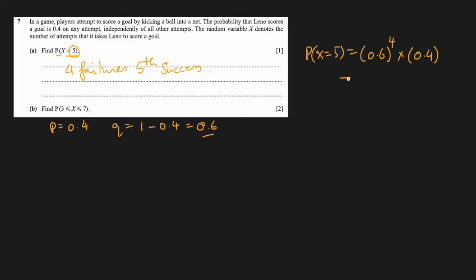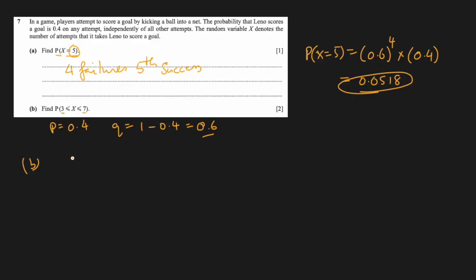This will be his probability, which comes out to be 0.05184, and we can round that to 3 significant figures. This will be the answer of A part. What about B part? Find that the success is between the 3rd and 7th attempt, both included.